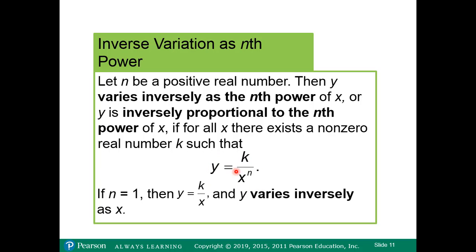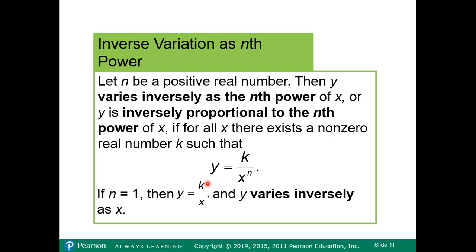Notice that now the x to the n is on the bottom. Then if n is 1, then we get this relationship where y varies inversely as x. So in other words, if we take the product of x and y, we get a constant. So that's another way of looking at it. If we know that the product of two variables is always the same, in other words constant, then they have an inverse relationship. They vary inversely with each other.